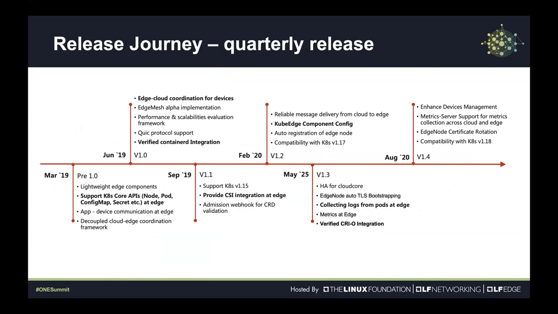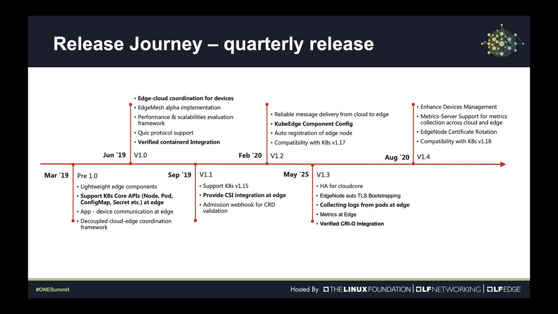For KubeEdge, we do a quarterly release. We do this because we want to release in step with Kubernetes releases. Whenever Kubernetes releases, we take about a month to incorporate the new API changes and release the KubeEdge release. So we also do quarterly. You can see that since we entered the CNCF sandbox, there are a lot of new features developed. With the three-month cycle, the quarterly release happens in February, May, August. The next one will be November.